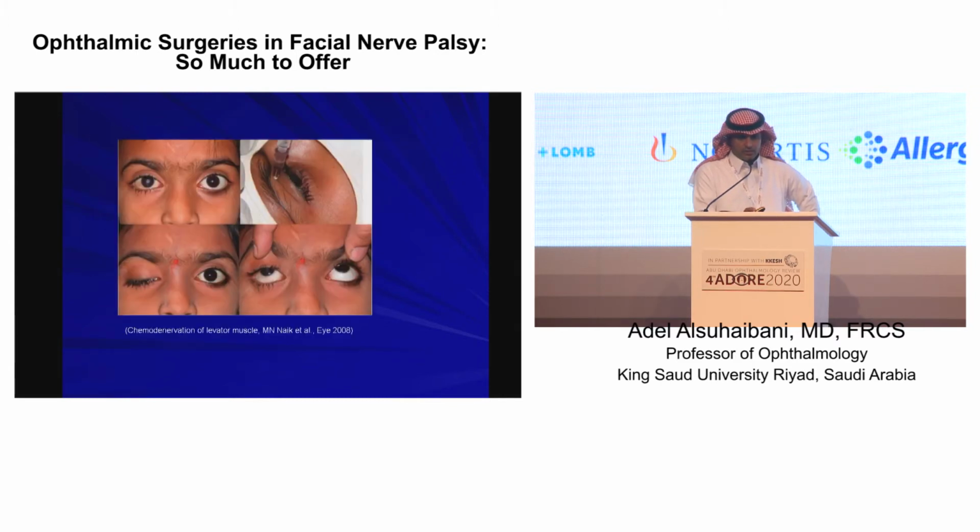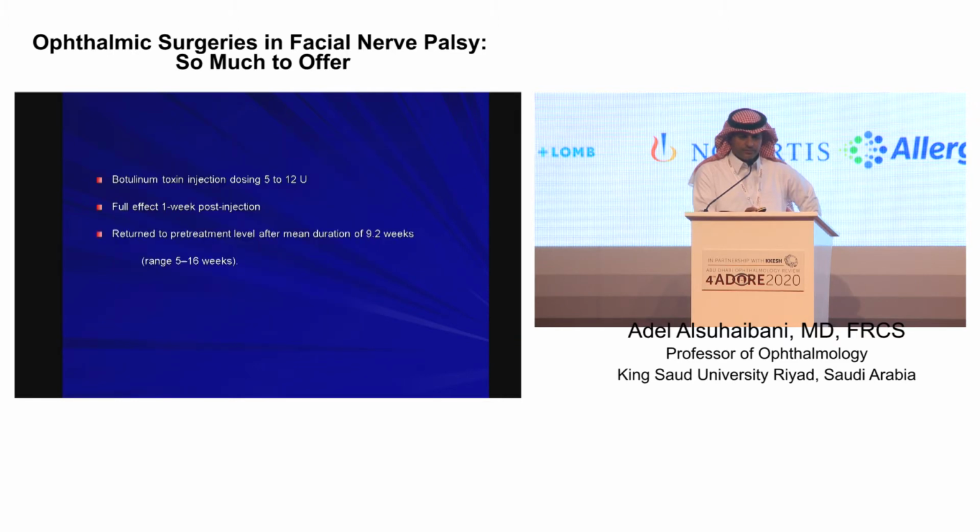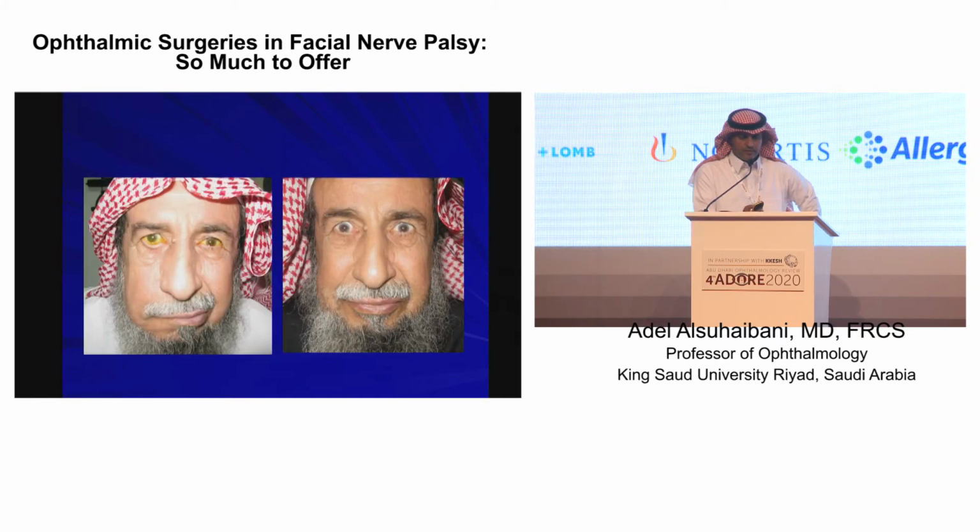And this is just to show you the Botox injection as a temporizing measure. You can do it through the lid crease approach, or you can do it from the conjunctival approach. This is our patient who presented with acute facial palsy and was ischemic in nature because he is diabetic and hypertensive, and he is expected to recover, so we don't need to do anything for him.